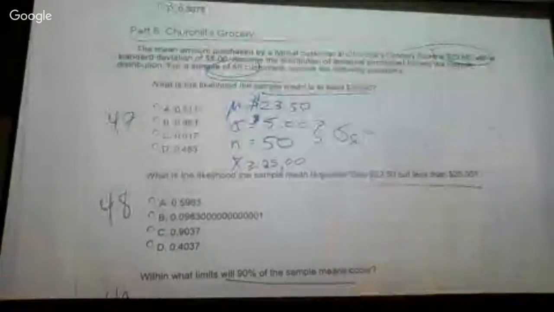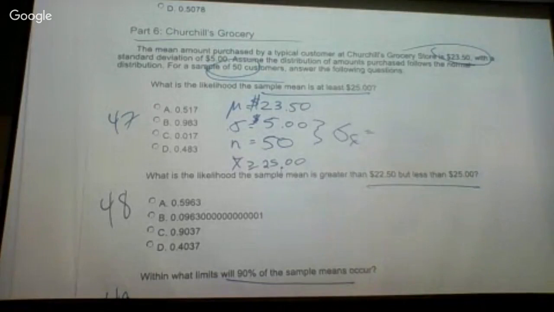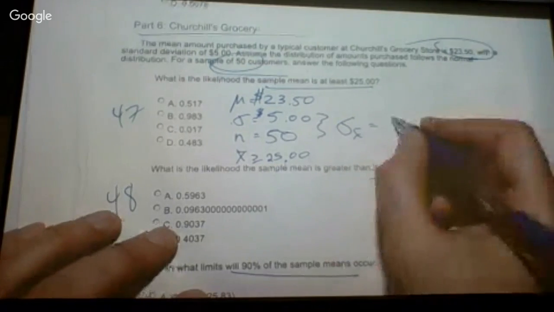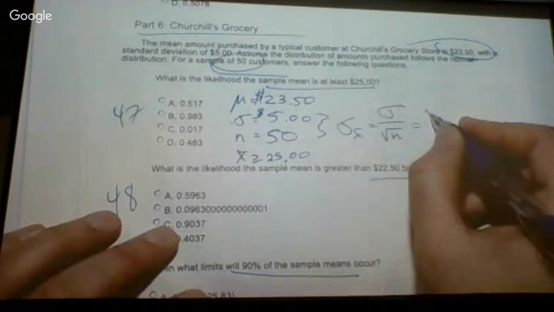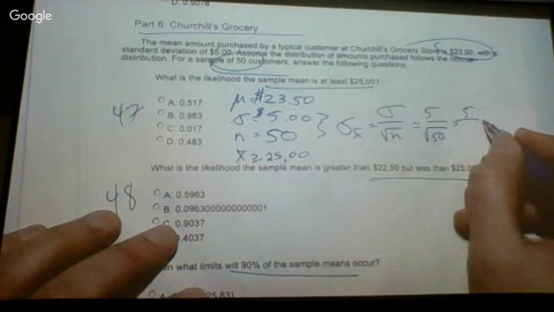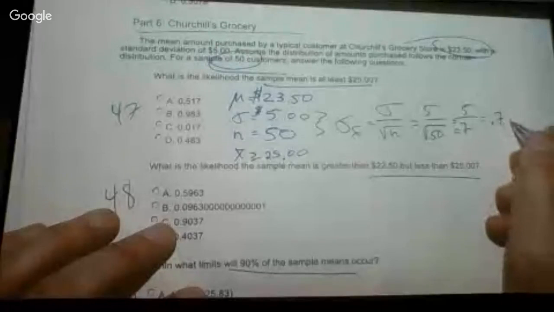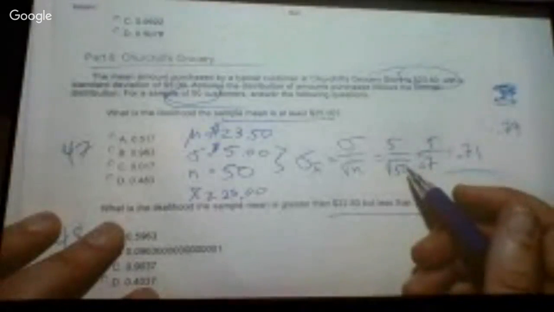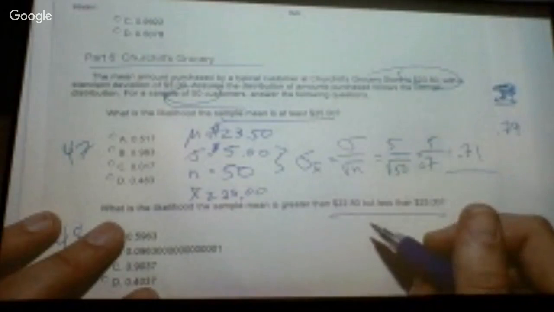We're going to combine those two, and I get sigma over square root of n. Five over square root 50 gives me about 5 over 7. It should give me something on the order of 0.71. I have a standard error. Now I've got to get a sample mean of at least 25. Oh, I could answer this without even doing that.